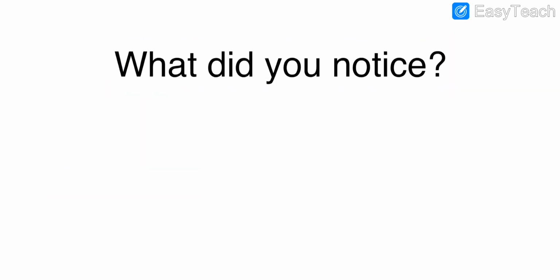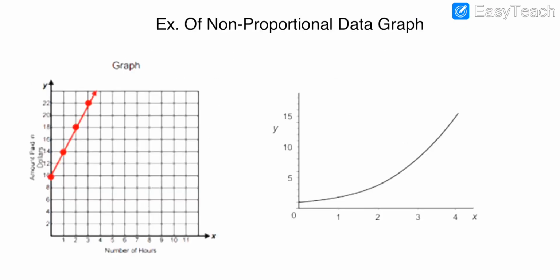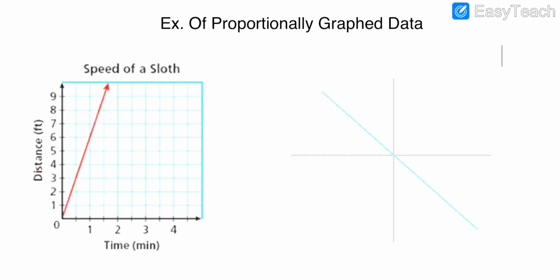So what did you notice? What did you notice whenever you were looking at the graphs of proportional data and the graphs of non-proportional data? And I want you to make sure that you write this down. Graphs of proportional data must, very first thing, they must pass through the origin 0, 0. So remember that, let me go back here.